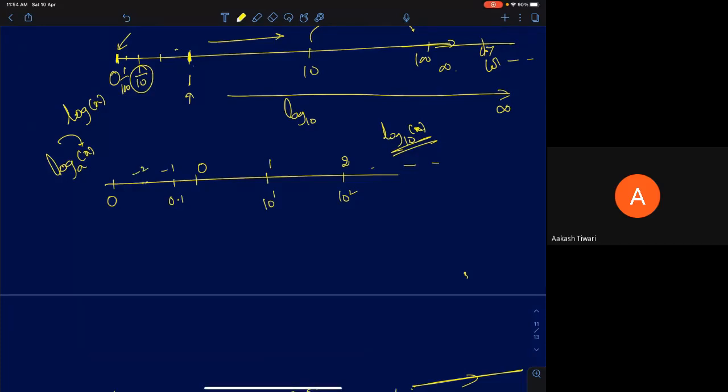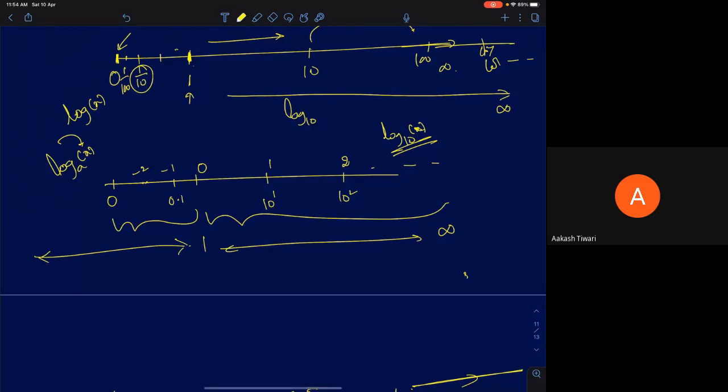So what is it doing here? The logarithmic function is expanding the region 0 to 1, and it is compressing 1 to infinity, such that after you apply a logarithmic function, 0 to 1 will look the same as 1 to infinity.